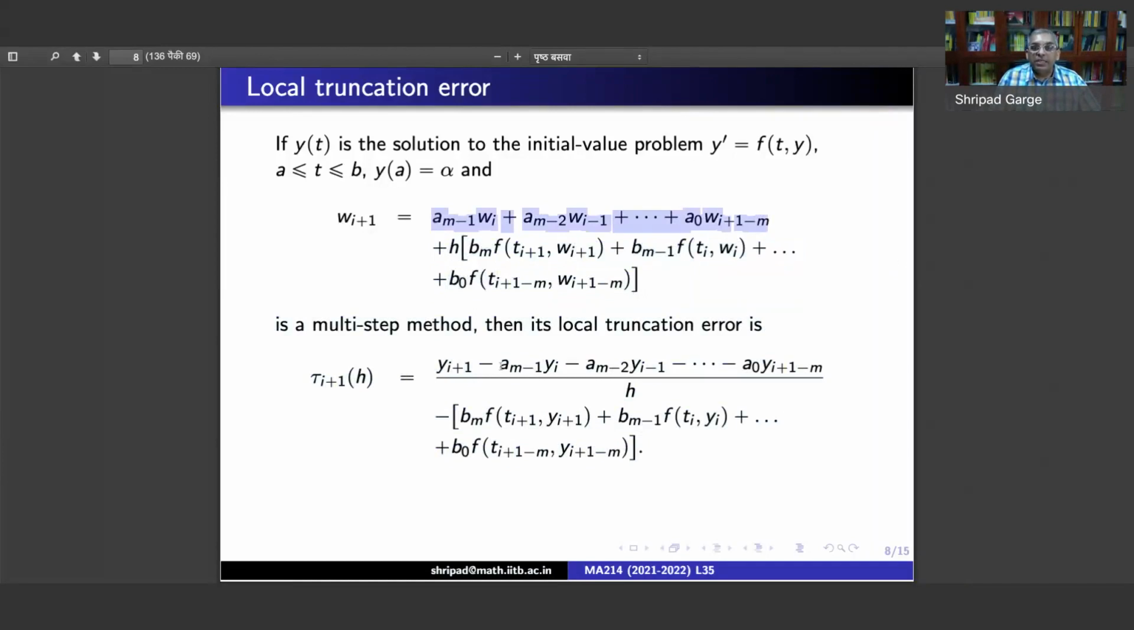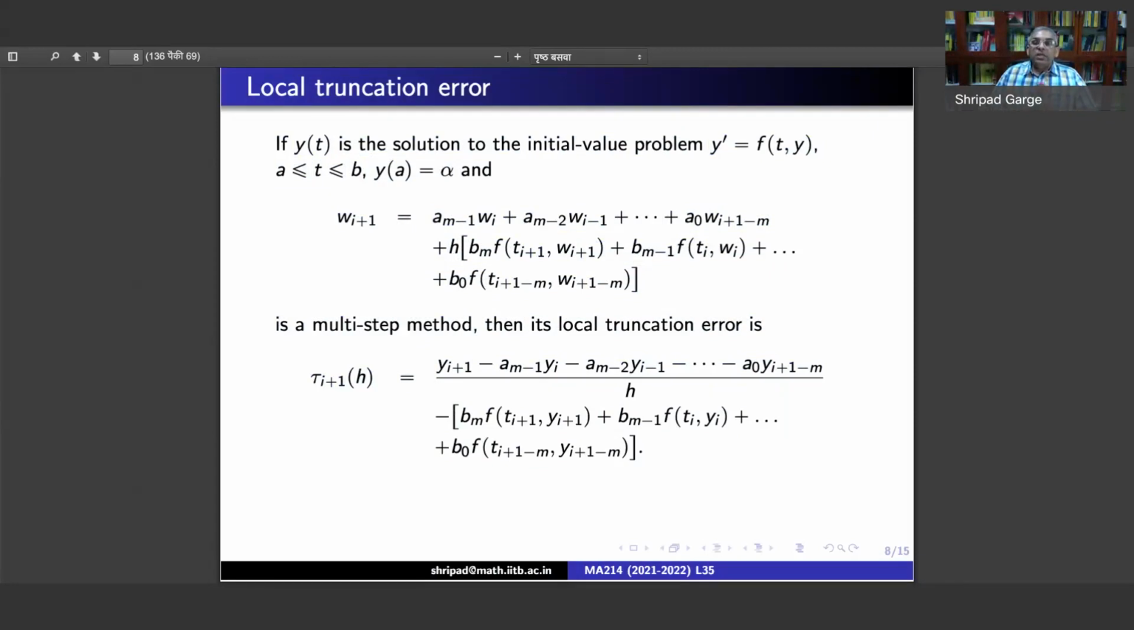Therefore, when we subtract this by replacing wi by yi, we have divided by h, but for the function values there is an h which is sitting here outside, so we just cancel that h and put it with a negative sign. That's all we have done. So what we have done is, really, this is yi plus 1 minus wi plus 1 upon h, but the formula for wi plus 1 is assumed to be in terms of the previous correct values yi. This is the local truncation error.